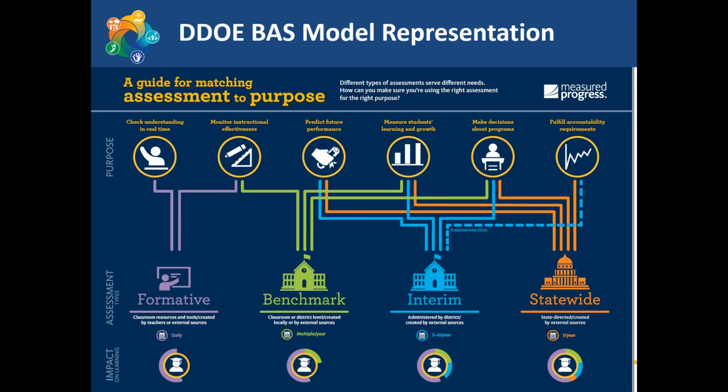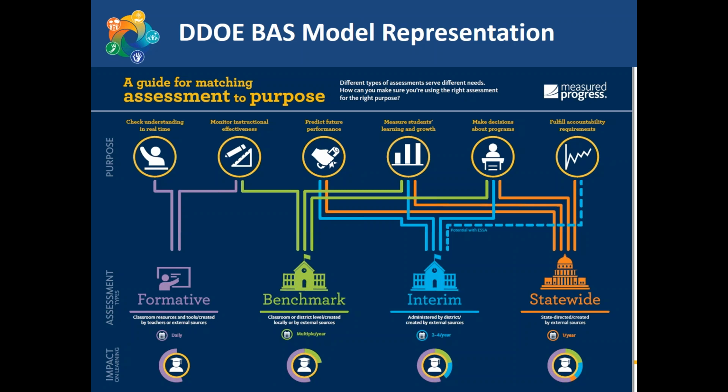Formative assessments, the purple strand, are the most used resource and are ongoing all year long. They're used daily for a learning partnership between the student and teacher and have only two distinct purposes: checking for understanding in real time and monitoring instructional effectiveness. Benchmark assessments are indicated in green and occur at multiple points throughout the school year and are used at classroom and district levels. They're used to monitor instructional effectiveness, predict future performance, measure students' learning and growth, and lastly, to make decisions about programs.